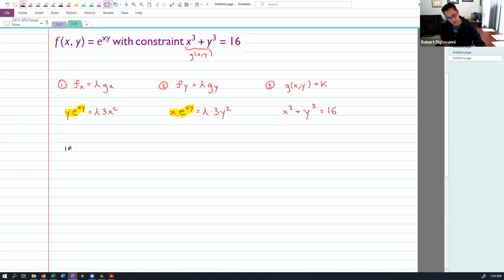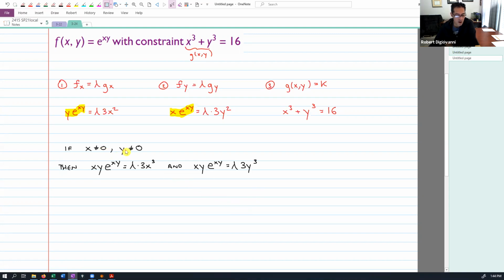Okay, just hear me out first. If x is not equal to 0 and y is not equal to 0, then the following is true. xy e to the xy equals lambda times 3x cubed, and xy e to the xy equals lambda times 3y cubed. Okay, what did I do there?